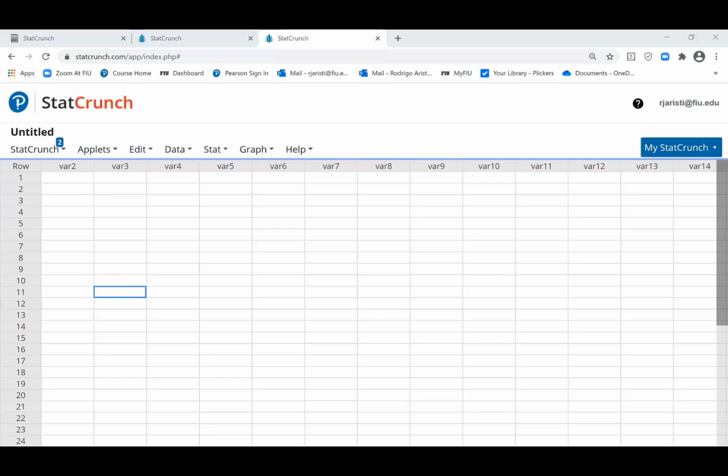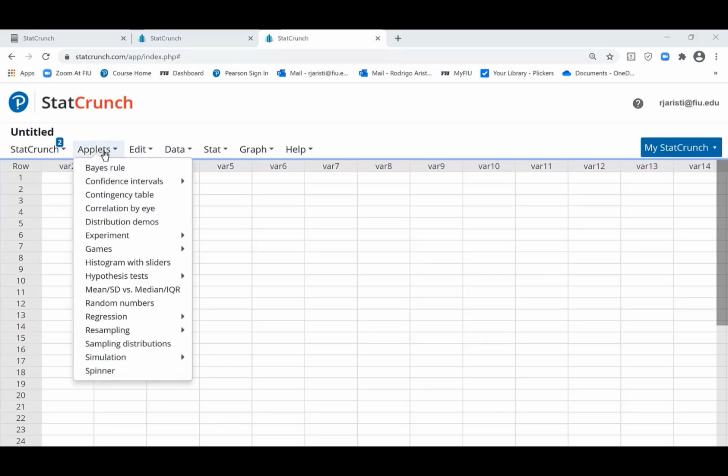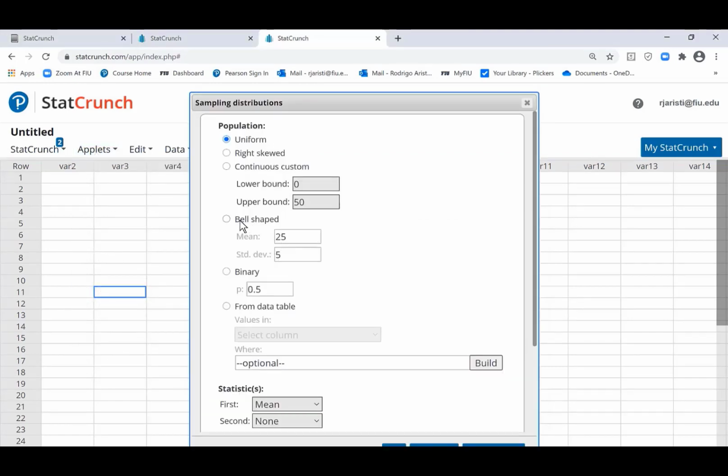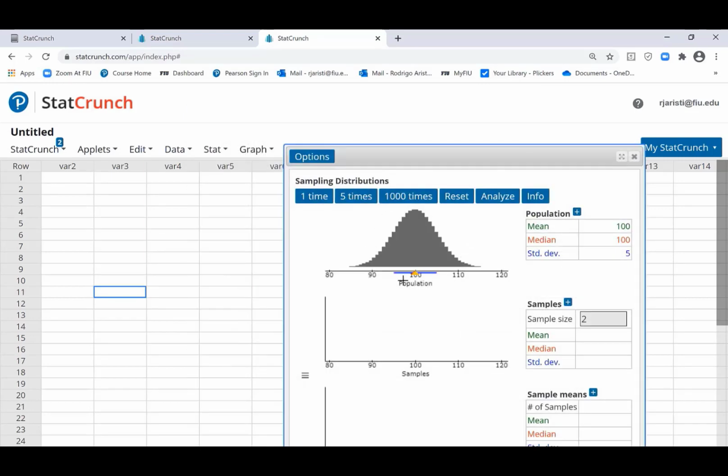I encourage you to use applets in StatCrunch to understand the most important concepts in statistics. Let's go to sampling distribution, and here let's use a population that has a bell shape, and the mean of this population is 100 and the standard deviation is 5. When we click compute, we will obtain the distribution of this population, which is bell shaped. The mean is 100 and the standard deviation is 5.